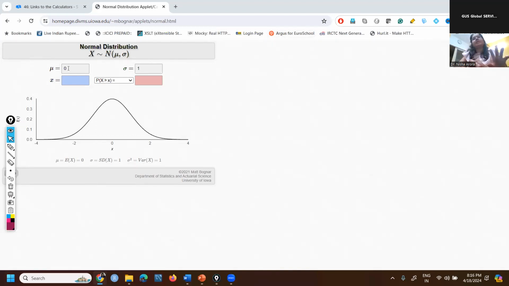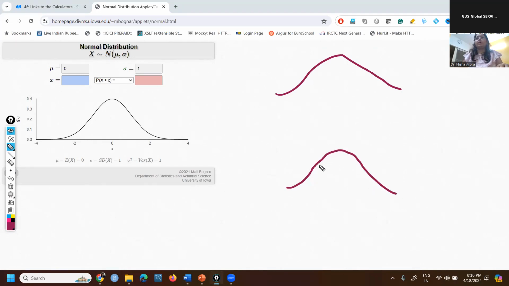These kinds of applets can help you understand the concept. Remember the 68, 95, 99.7% rules of normal distribution. Teachers tell you that in a normal distribution, within 1 sigma limit, 68% of the area is there. 2 sigma limit, 95%. 3 sigma limit, 99.7% area. Those rules, if you remember, we can verify here.